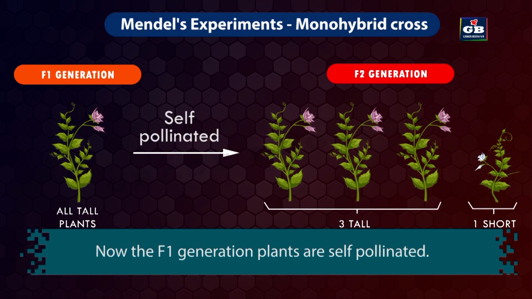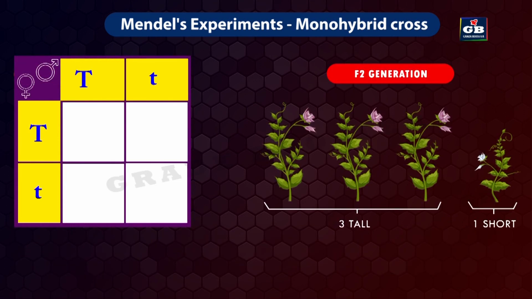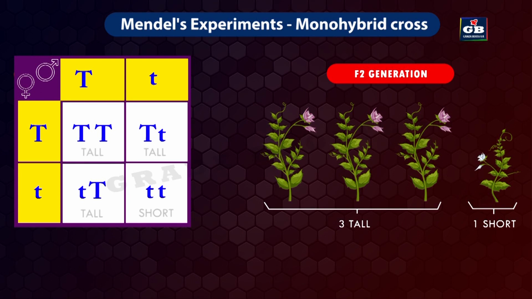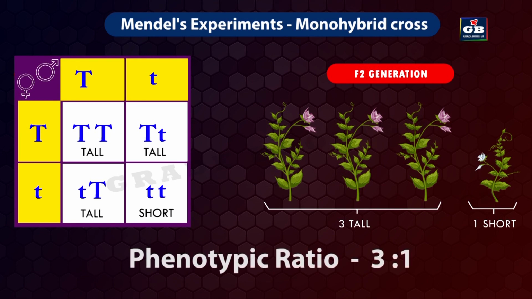Let us understand the outcomes with the help of a Punnett square. The possible combinations of F2 generation are like this: capital T, capital T; capital T, small t; capital T, small t; small t, small t. So here, out of these four possible combinations, three of them are tall and one is short. So the phenotypic ratio of F2 generation is 3:1. Phenotypic ratio means the ratio based on the physical appearance. This is the outer appearance.